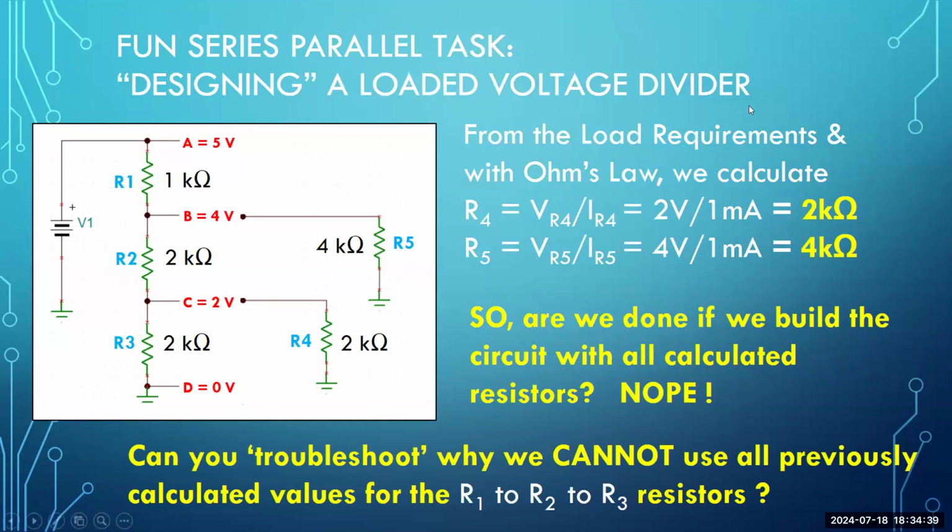From the load requirements and Ohm's law, you can now calculate the value of R4 and R5. R4 is VR4 of the 2 volts divided by 1 milliamp. That gives you 2 kilo ohms. R5 is the voltage across R5, which is 4 volts, divided by the current through R5, which was required at 1 milliamp. So what's 4 volts divided by 1 milliamp? That's equal to 4 kilo ohms. So there you go. Now you've been able to calculate 2 kilo ohms for R4 and 4 kilo ohms for R5.